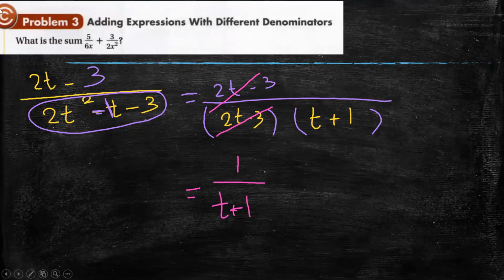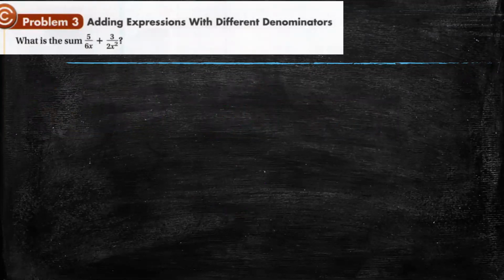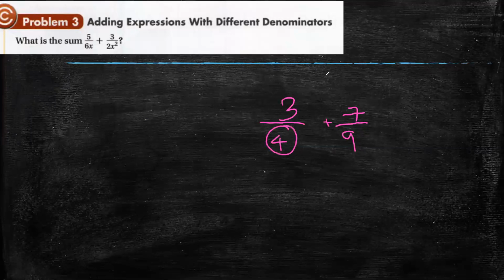Let's now go to the next part of our lesson. That's what we have to do if we have different, unlike denominators, such as 5 over 6x plus 3 over 2x squared. They are like, as I told you yesterday, 3 over 4 plus 7 over 9. We cannot add them. Why? Because we have different denominators. So the first step, before adding, is to make them have the same denominator. When we make them have the same denominator, I can then add.